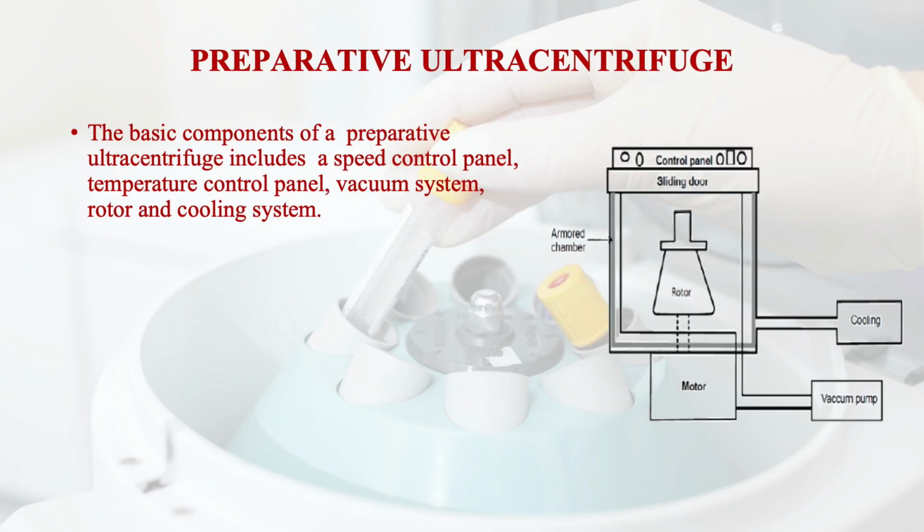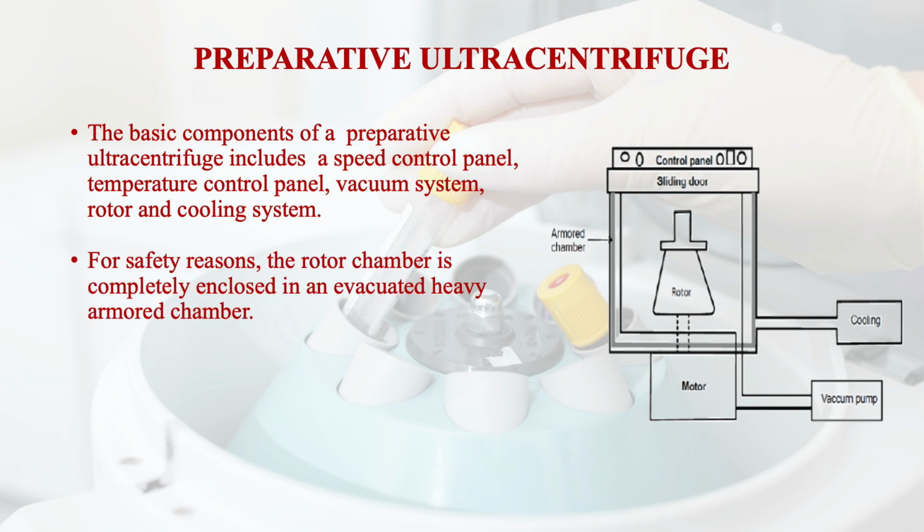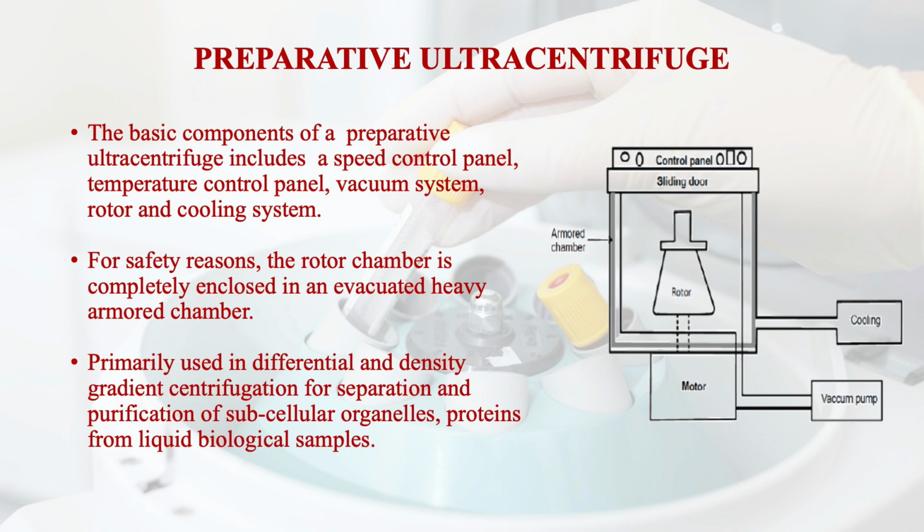The preparative ultracentrifuge is widely used for differential and density gradient centrifugation, and its basic components are the speed control panel, temperature control panel, vacuum system, rotor and the cooling system. For safety reasons, the rotor chamber is completely enclosed in an evacuated heavy armored chamber. It is generally used for differential and density gradient centrifugation for separation of biological components from a liquid biological sample.